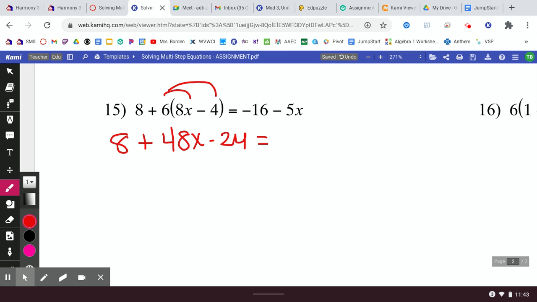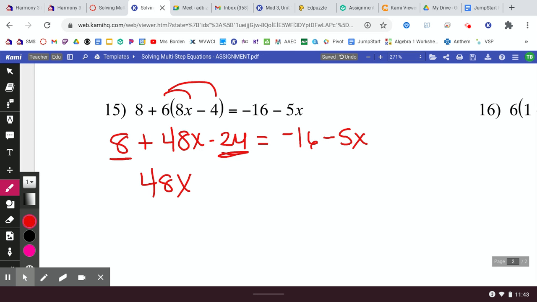All right, equals, I didn't do anything to the right, so I'm just going to rewrite it. And then anything on the left to combine? Do you have any numbers you can combine over on the left? Like the 8 and the negative 24? Yeah, so we have just plain old numbers over here. So let's combine those. It'll just make it easier. So I'm going to keep my 48x. I'm not going to mess with that right now. What's 8 minus 24?